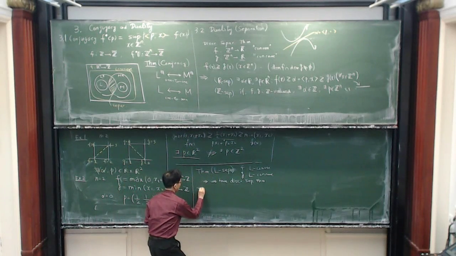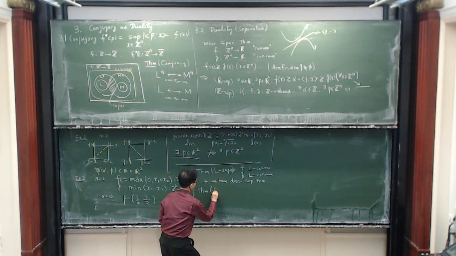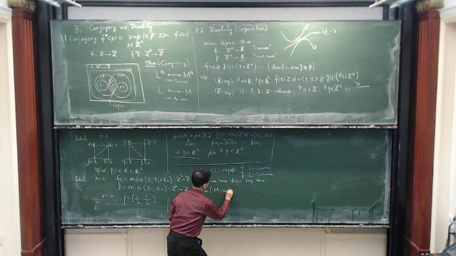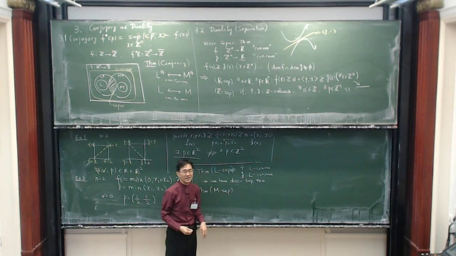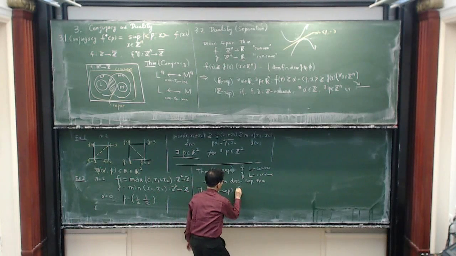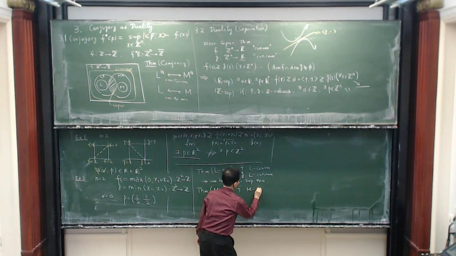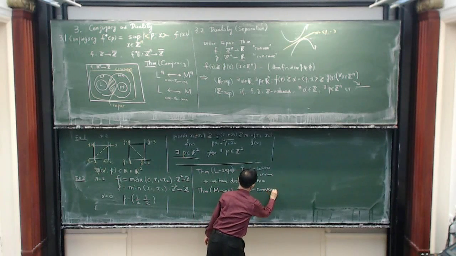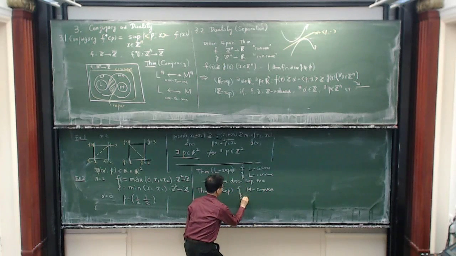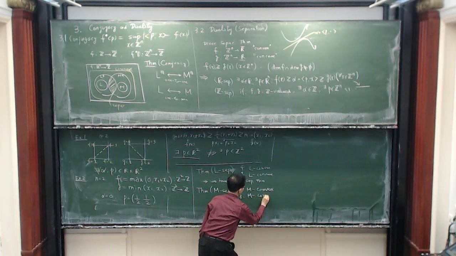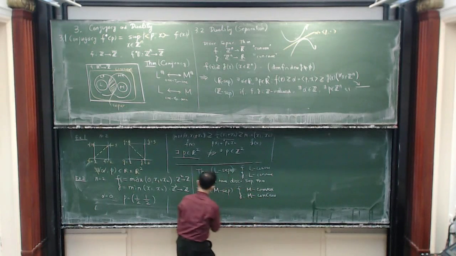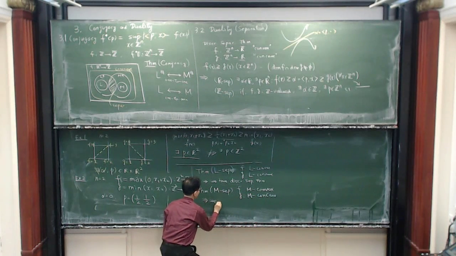And also M-separation. Maybe you can already guess, but maybe it is better to write: if f is M-convex and g is M-concave, then discrete separation is true. So we have discrete separation.